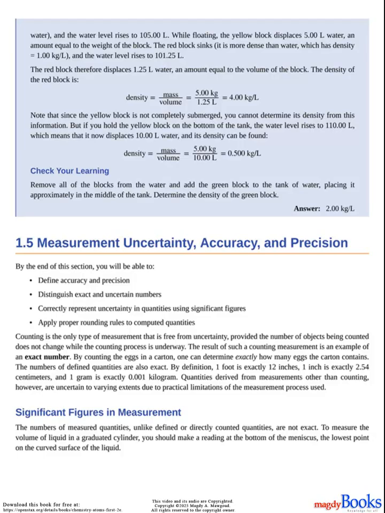Check your learning. Remove all of the blocks from the water and add the green block to the tank of water, placing it approximately in the middle of the tank. Determine the density of the green block. Answer: 2.00 kg per liter.